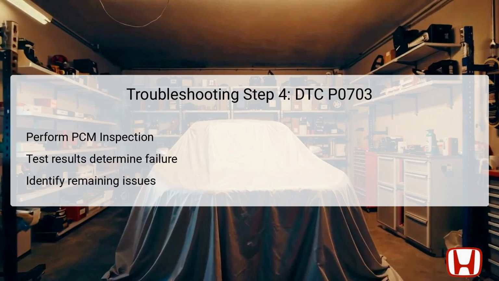The fourth and final troubleshooting step involves performing a comprehensive inspection of the powertrain control module, or PCM. If prior inspections of the brake pedal position switch and external circuits return normal readings, the PCM may be the remaining source of the malfunction. Therefore, it is critical to test the PCM for any glitches or failure in processing the signals it receives.